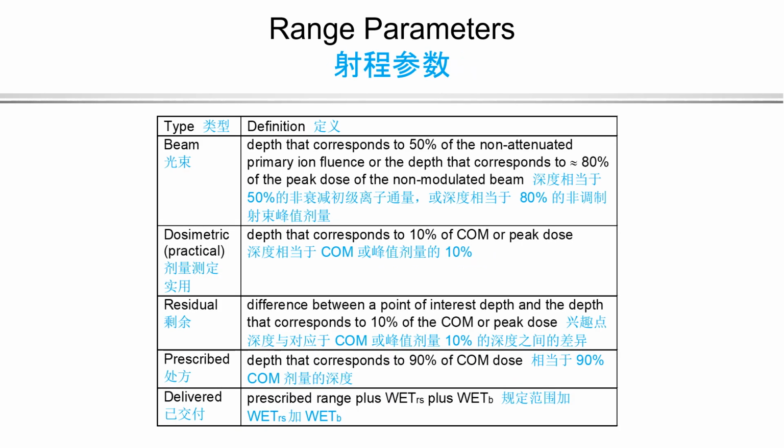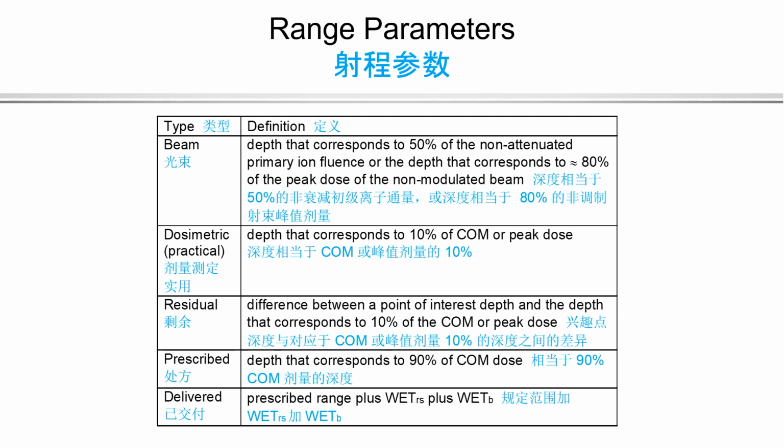This table provides detailed definitions of several range parameters. The beam range, as described in another lecture, is defined as a depth that corresponds to 50% of the non-attenuated primary fluence, or the depth that corresponds to approximately 80% of the peak dose of the non-modulated beam. The dosimetric or practical range is defined as that depth that corresponds to 10% of the center of mesa or peak dose. The residual range is defined as the difference between a point of interest depth and a depth that corresponds to 10% of the center of mesa or peak dose.